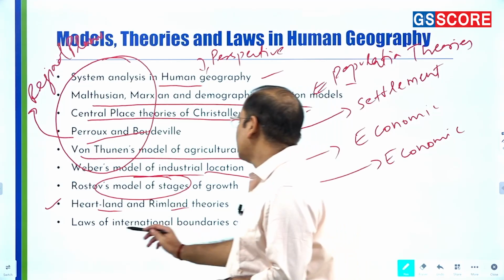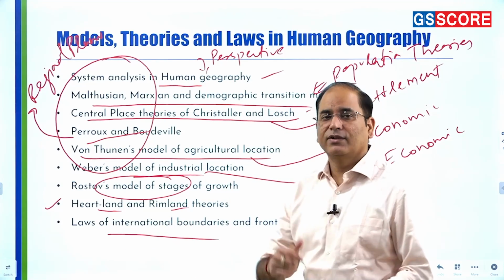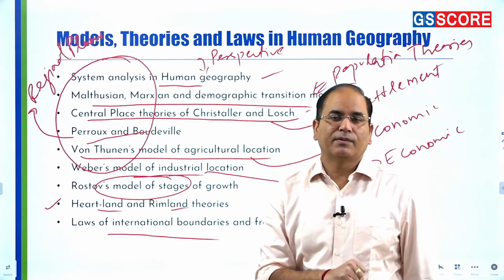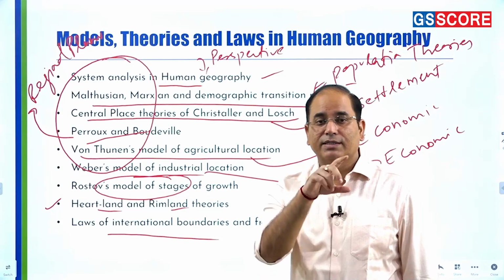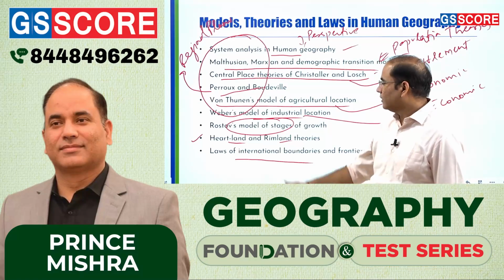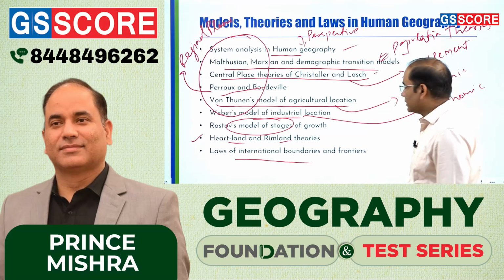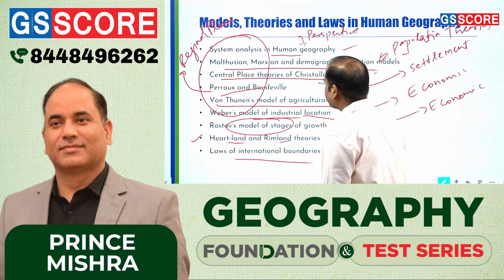Then we have laws of international boundaries and frontier. What is a boundary? What are the different types of boundary we have? What is a frontier? What is the difference between boundaries and frontiers? So all these are the topics that you are supposed to study in this.